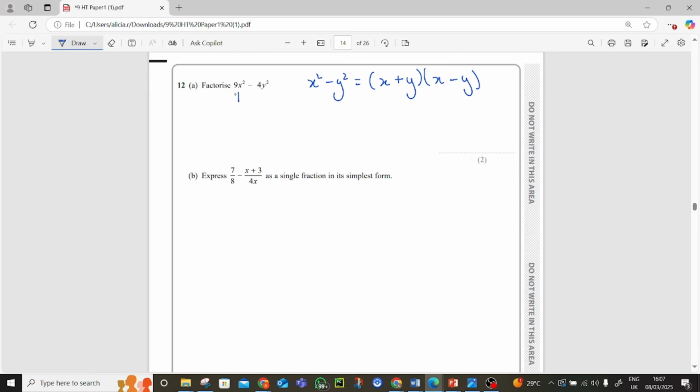Now I need to take the square root of 9x squared. And so this is going to be 3x. And then I'm going to do plus. I need the square root of 4y squared. So that's 2y. So 3x plus 2y and also 3x minus 2y.